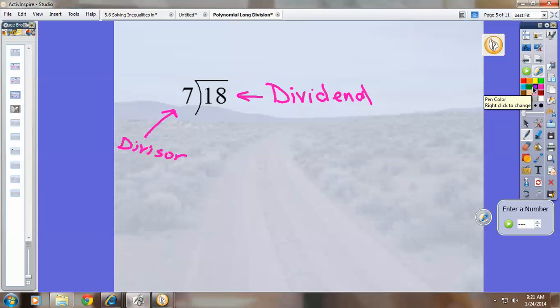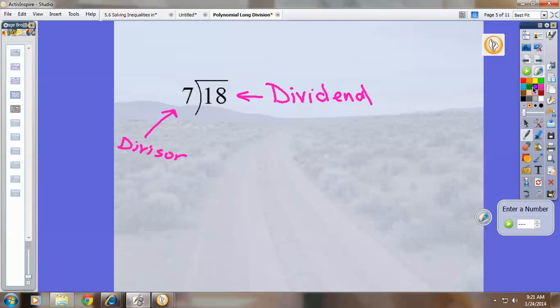So we want to know how many times does 7 go into 18? Or how many groups of 7 can I make if I have 18 things? If we have 18 pieces of candy, I want to know how many groups of 7 I can make, right? So the process for doing this was we would think in our minds, how many times does 7 go into 18? Or what is 18 divided by 7? How many times does 7 go into 18? 2. Did I agree with 2?